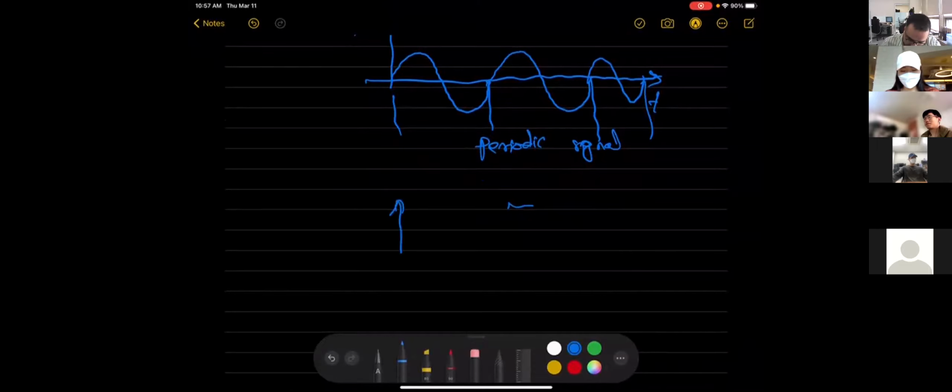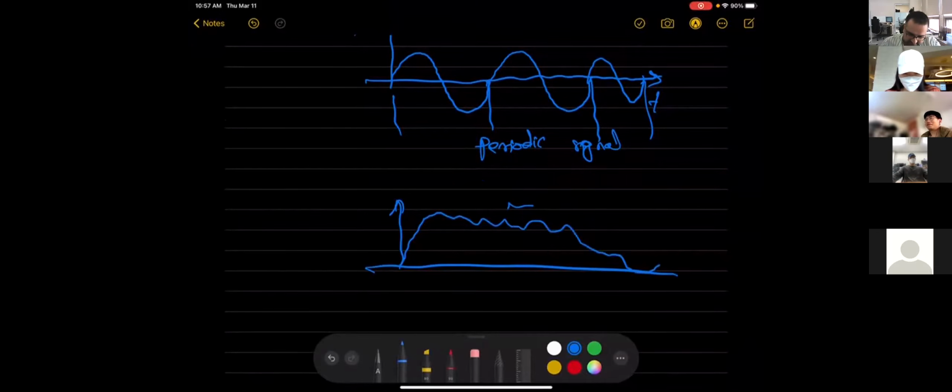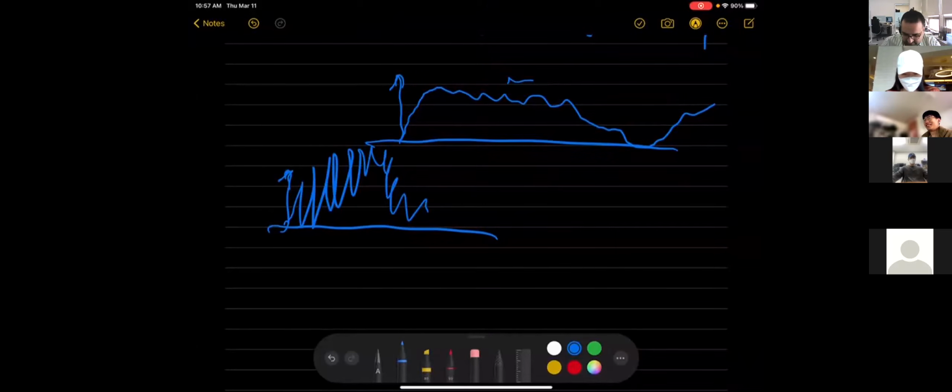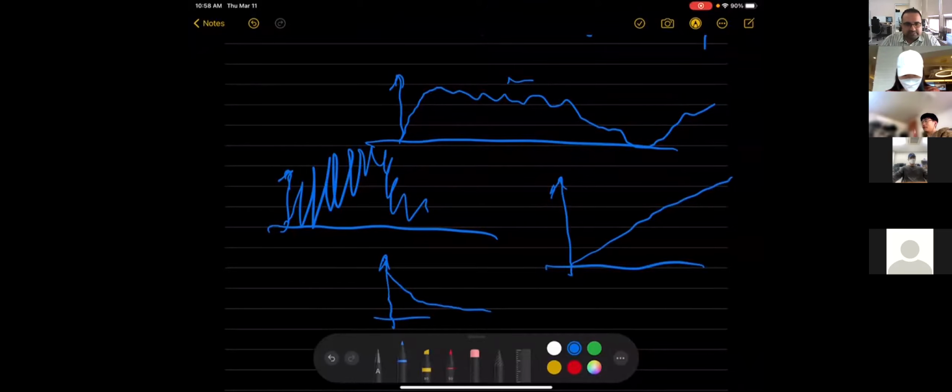Okay. Any signal which is not repeating itself, for example, a signal like this kind of signal, right? Or maybe I can have a signal like this, or I can have a signal like this, or I can have a signal like that. Are they repeating itself? No, they are not repeating itself, right? So such kind of signals are called aperiodic signals, or they are not periodic. They are not repeating itself again and again.